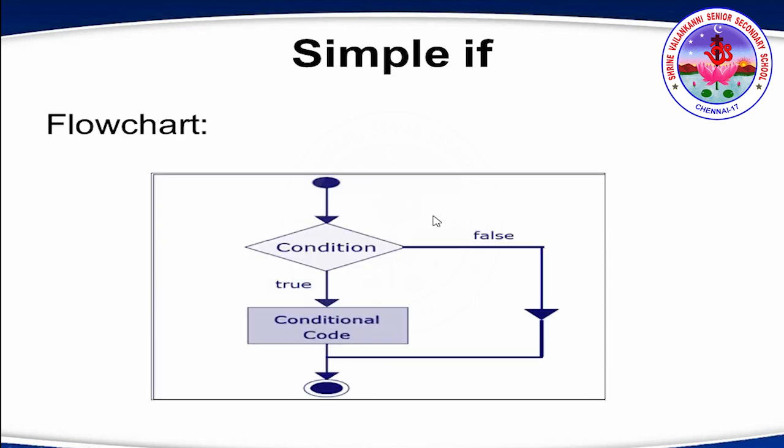So let's see the flowchart of simple if. So there's a condition. When the condition becomes true, a set of statements is executed and it moves to the next statement. But if it is false, the true part is ignored and the execution moves to the next statement out of the condition block.